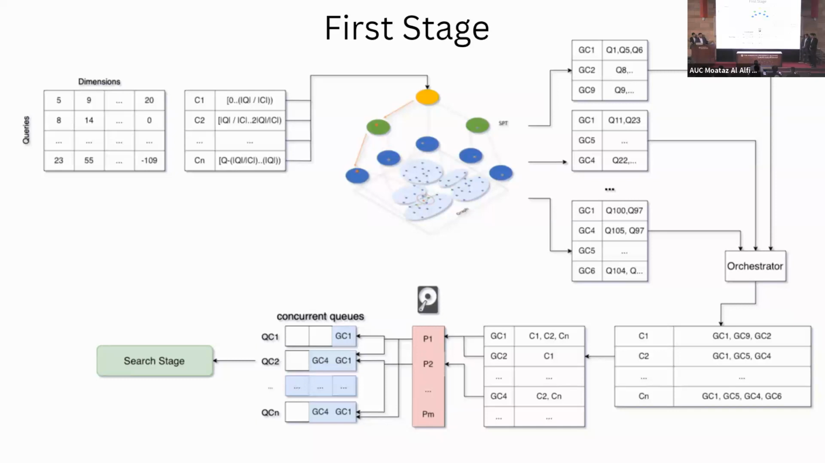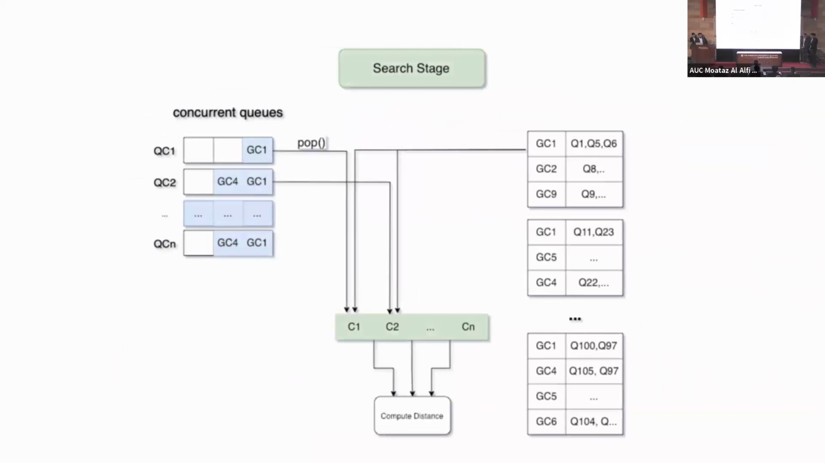After this stage is done, the search stage starts, and each concurrent queue would then pop the graph centroid and go to the inverted index that we constructed in the previous slide, identifies that the graph centroid that was just popped from the queue would need query 1, query 5, and query 6, and then evaluates them. And after this step, you end up with the k nearest neighbors for your consumer.